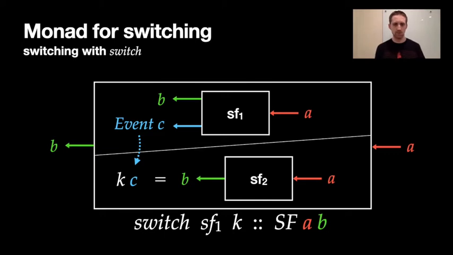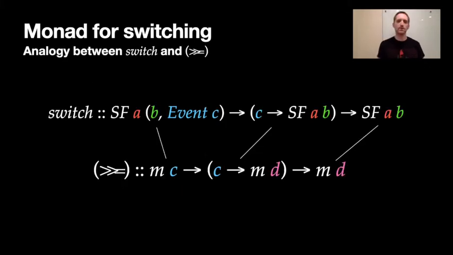So at the moment of termination, the value that is provided by the first signal function produces the next signal function. The continuation here defines the entire future of the signal function. So further switching is all defined as part of this continuation. There's almost an analogy between the types of the switch operator and the monadic bind operator. Both start with something that produces a value. That value is consumed by some kind of continuation, which then results in the whole thing having this final type.